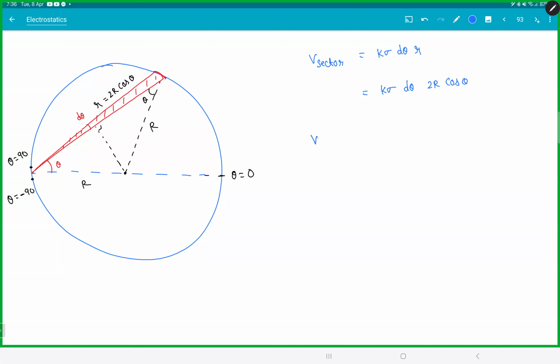You're done actually. So potential, integrated due to all the sectors, will be K sigma 2r cos theta d theta. Limits will go from minus 90 to plus 90. K will be 1 by 4 pi epsilon. This will be sigma 2r. Integral cos theta d theta is sine theta. Limits will go from minus 90 to plus 90. That becomes 2. You get sigma r by pi epsilon.